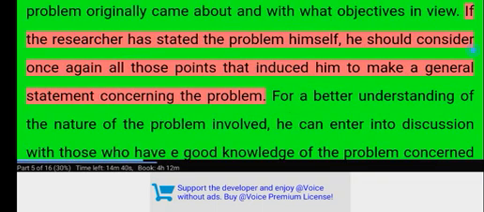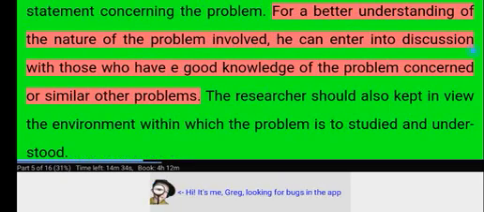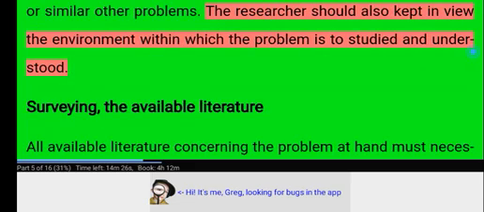If the researcher has stated the problem himself, he should consider once again all those points that induced him to make a general statement concerning the problem. For a better understanding of the nature of the problem involved, he can enter into discussion with those who have a good knowledge of the problem concerned or similar other problems. The researcher should also keep in view the environment within which the problem is studied and understood.